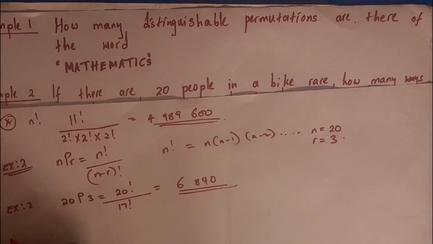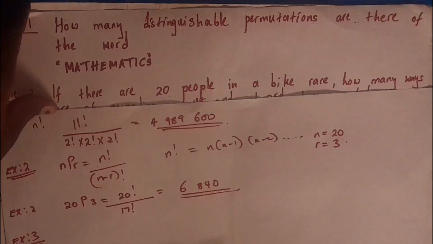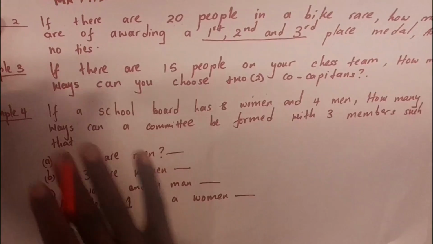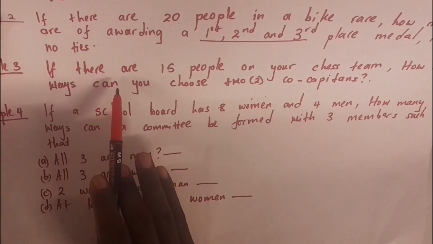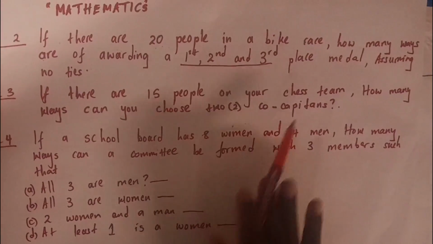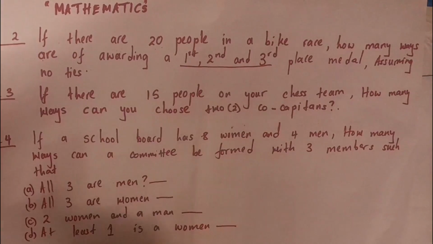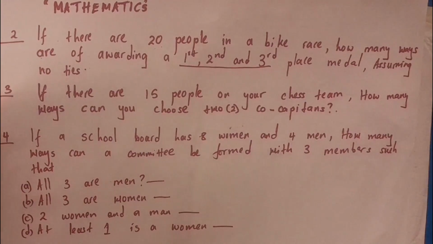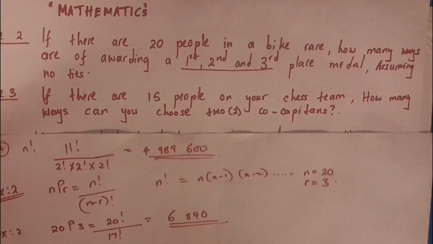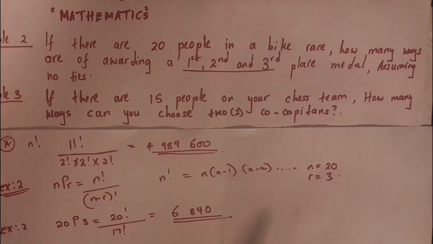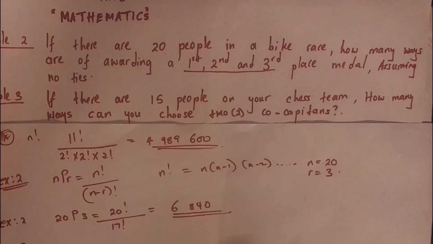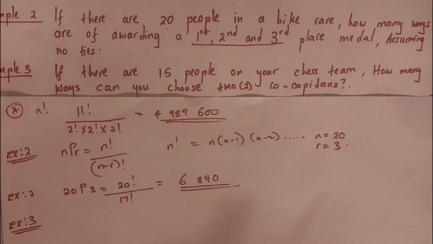And then let us move on to the third example. The third example is saying if there are 15 people in your class, in your chess team, how many ways can you choose the 2 co-captains? So here we are having the chess team, and then on the chess team we need to only choose 2 co-captains.